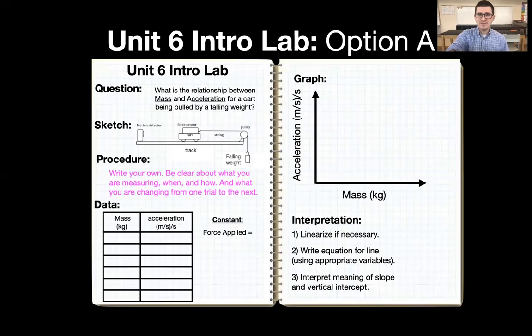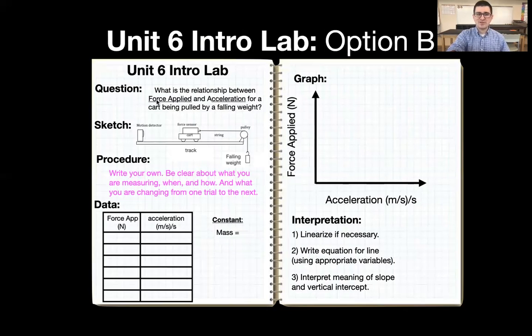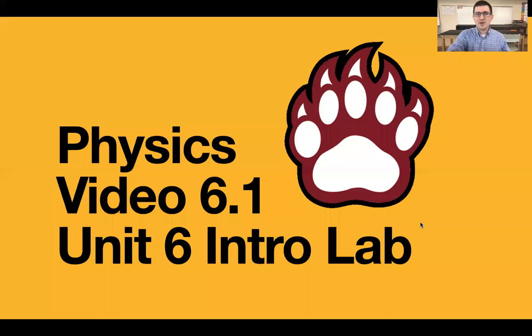And then for option B, we're going to do basically the same thing, except we're going to have force applied here and in our data table, our constant mass, and then we're going to graph force on the vertical axis and acceleration on the horizontal axis. So again, if you have option B, make sure you get that labeled so you don't have to ask in class. So once you get your lab notebook set up, you're going to be all ready to start the Unit 6 Introductory Lab, which we will run in our next class.